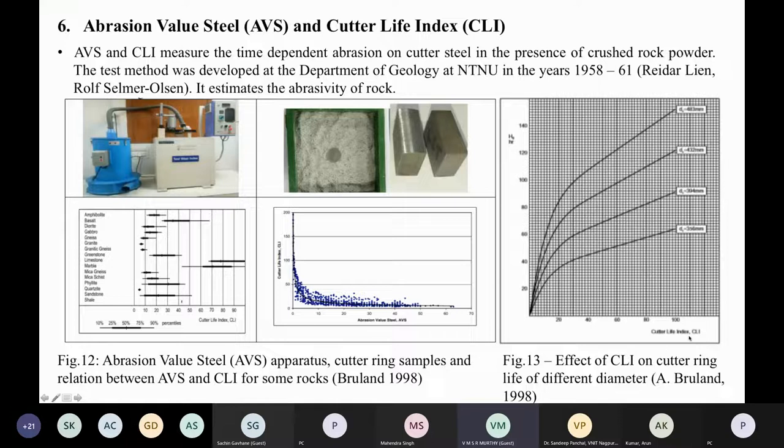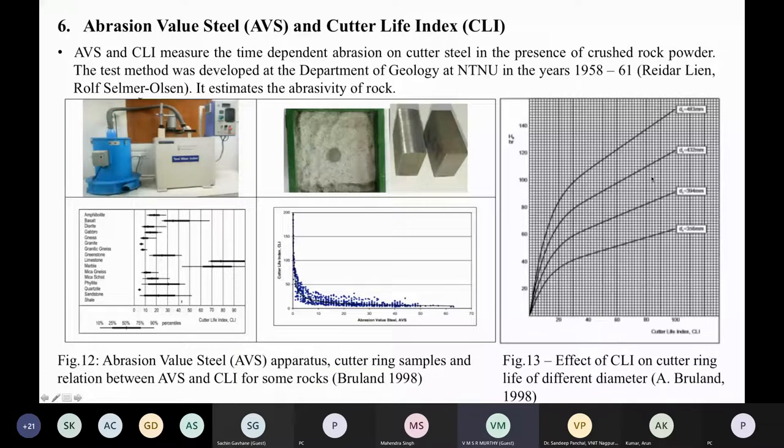You can see the cutter life index on the x-axis and the different cutter diameters we are using: 17-inch, 19-inch, 21-inch. So as you can see, as your diameter is increasing, as your CLI is increasing, your rolling life is increasing. Okay. So the rolling life is important.